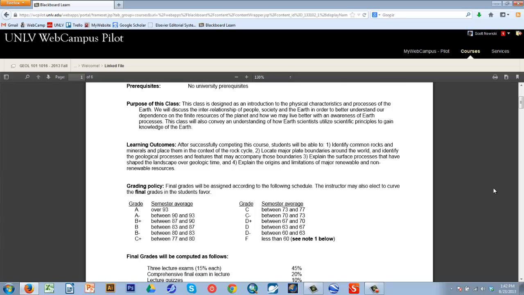The things that I want you to get out of this class are, first of all, to be able to identify basic minerals and rocks, and identify them in terms of context of the rock cycle, to understand the large-scale structure of the Earth, mostly having to do with plate tectonics, explain the surface processes that have shaped the landscape over geologic time, and especially those processes that might generate the landscapes that you are likely to observe. And then, of course, we're going to talk a little bit about renewable and non-renewable resources and climate change and a bit of that.